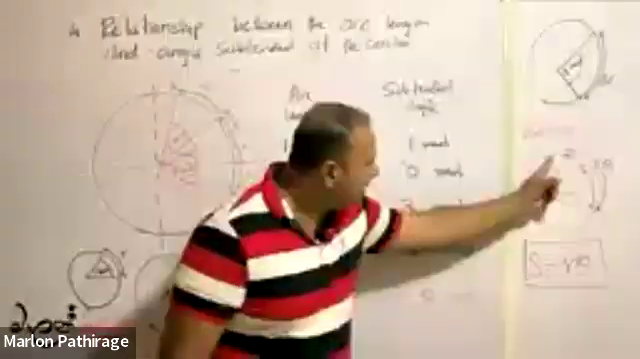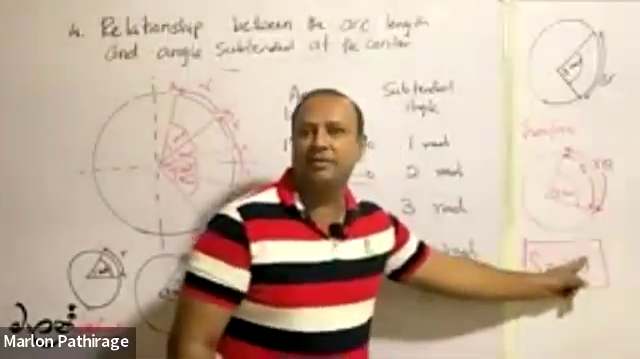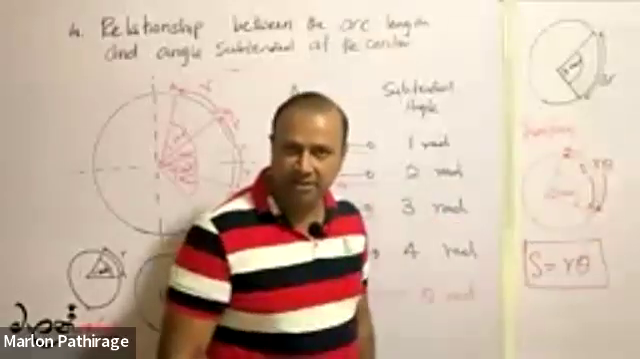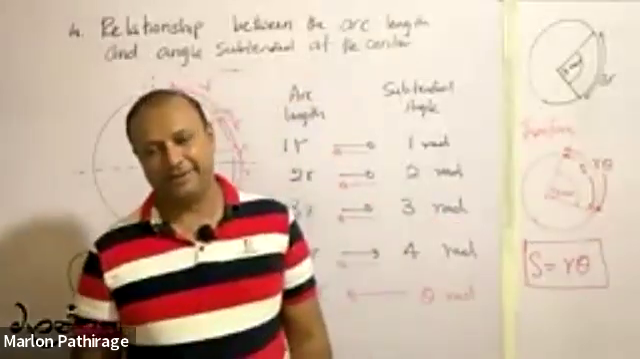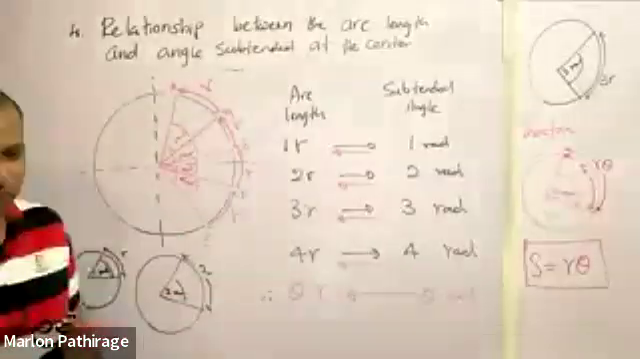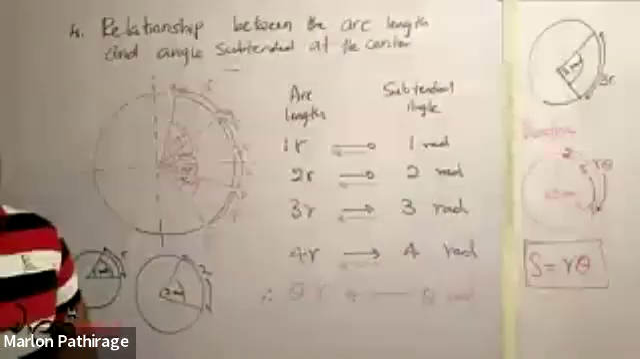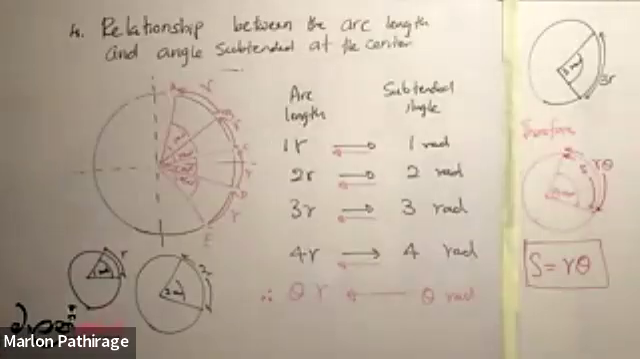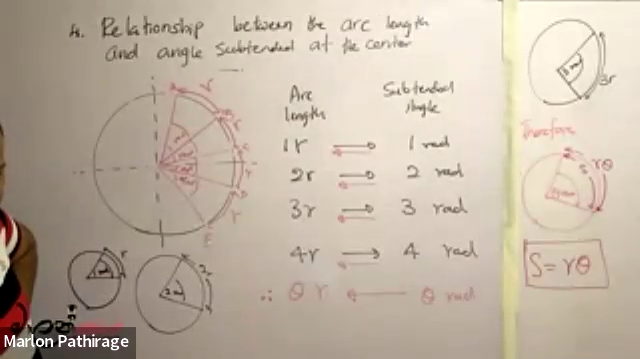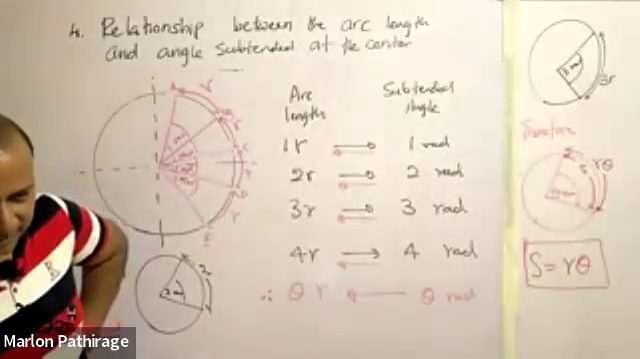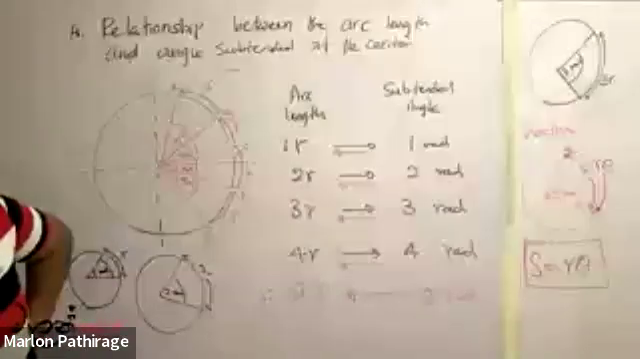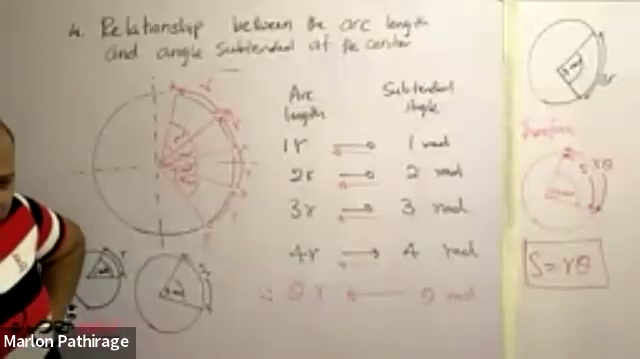Here, S means the arc length, r means the radius, theta means the subtended angle at the center by the arc, and it should be measured using radian. If it is clear, please raise your hands. If it is not clear, please raise your hand.